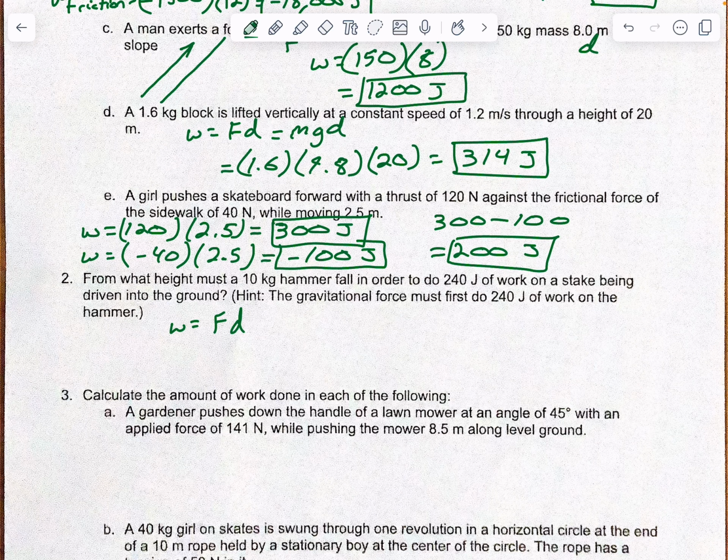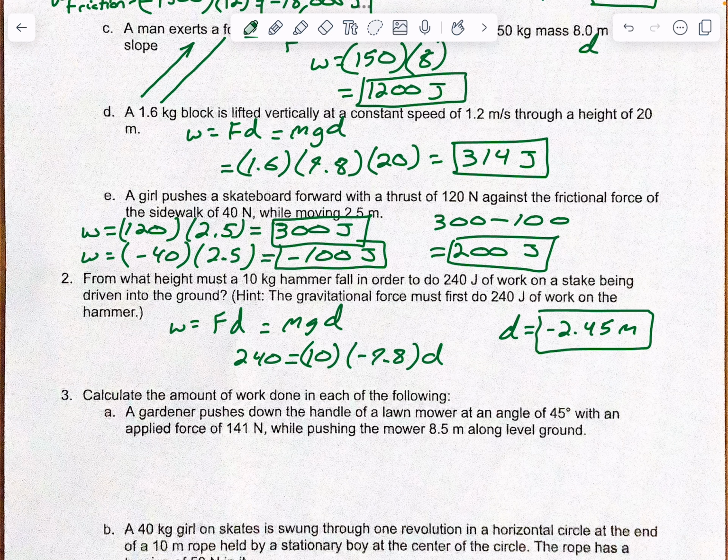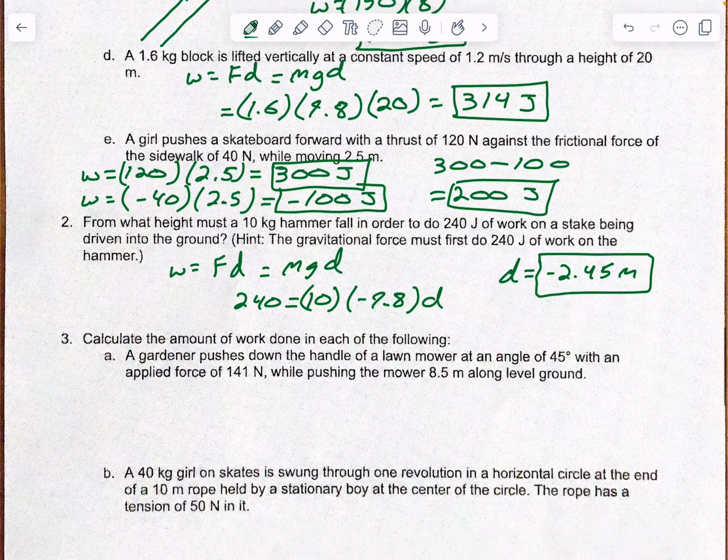And since something's falling and we have a mass, we're going to say mass times gravity times distance. So I already know work. Work is 240. Your mass is 10. Gravity's doing the work here, so that's negative 9.8. And distance, we don't know. We're going to leave that as D. And you get a value of negative 2.45 meters. It is okay to get that negative, because mathematically all that's stating is that's how far it fell, 2.45 meters. But if you put positive 2.45 meters, that's fine too. That would be your answer.